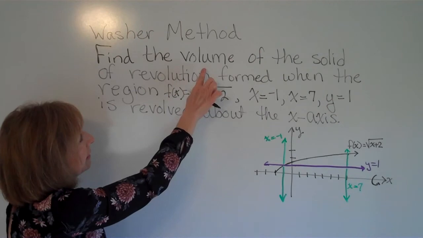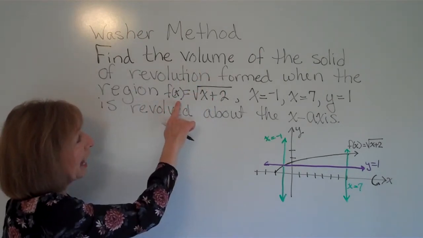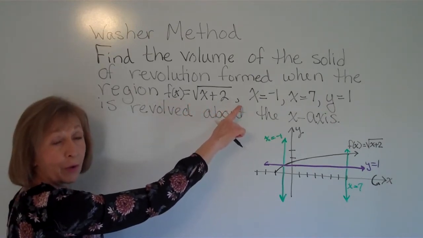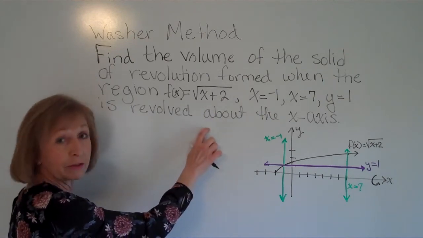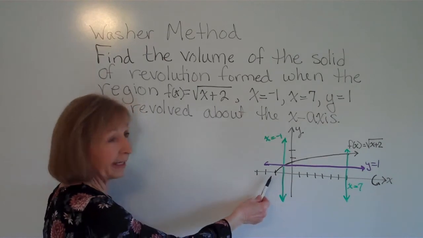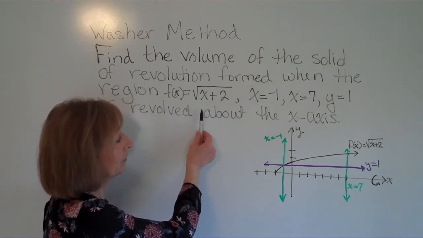Now here it says to find the volume of the solid of revolution formed when the region f of x equal the square root of x plus 2, x equal negative 1, x equals 7, y equal 1 is revolved about the x-axis. So I started by graphing the different equations involved in bounding the region.